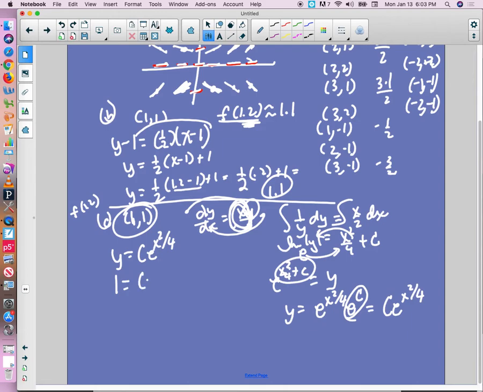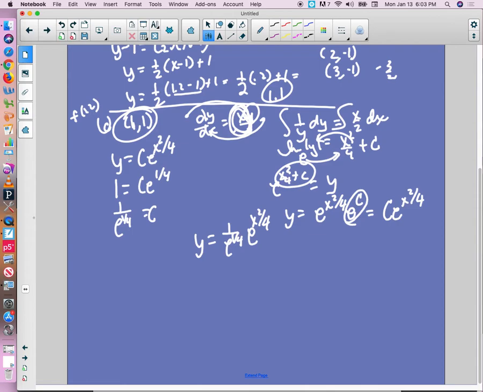I know y is 1 and x is 1. So I get c is 1 over e to the 1/4. So my equation is y equals 1 over e to the 1/4 times e to the x squared over 4. I don't remember that answer, so I hope I didn't mess something up. I think that's fine.